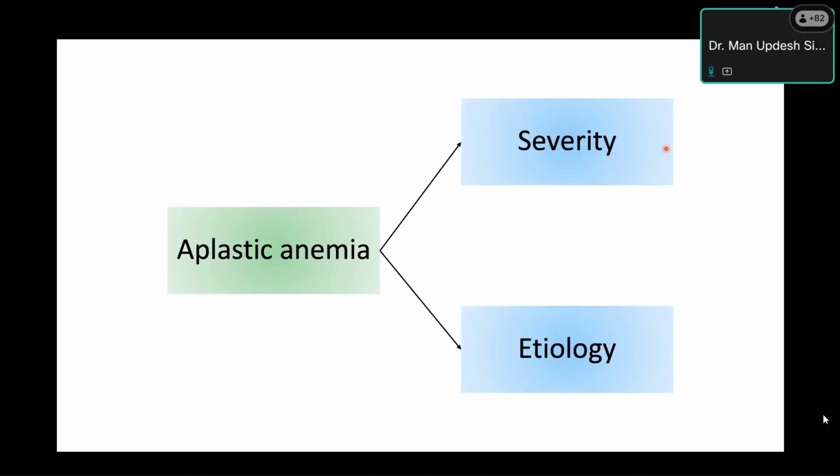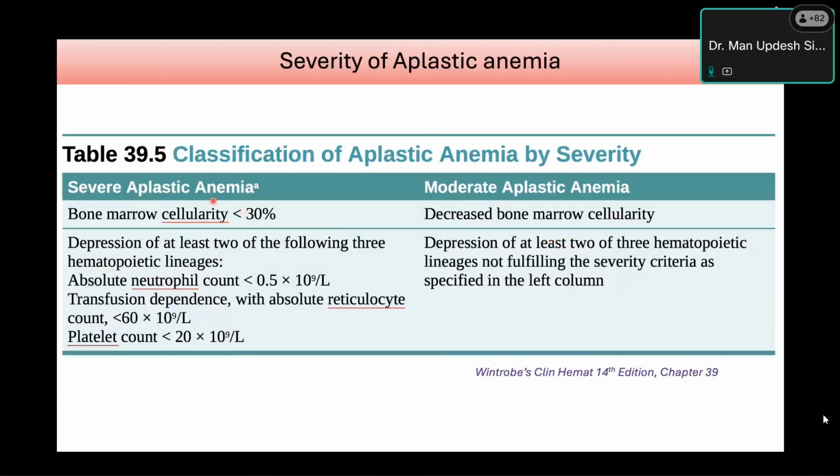So once you have aplastic anemia like pancytopenia, you need to go into the etiology of aplastic anemia and you need to tell the severity of aplastic anemia. Both of these are important for the management of the patient. So if I go into the severity, severe aplastic anemia is characterized by less than 30% cellularity, and two of these three: neutrophil count less than 500 per microliter, reticulocyte count less than 60,000 per microliter, and platelet count less than 20,000 per microliter. So any two of these, and if it is not fitting into this, it's probably a moderate aplastic anemia.